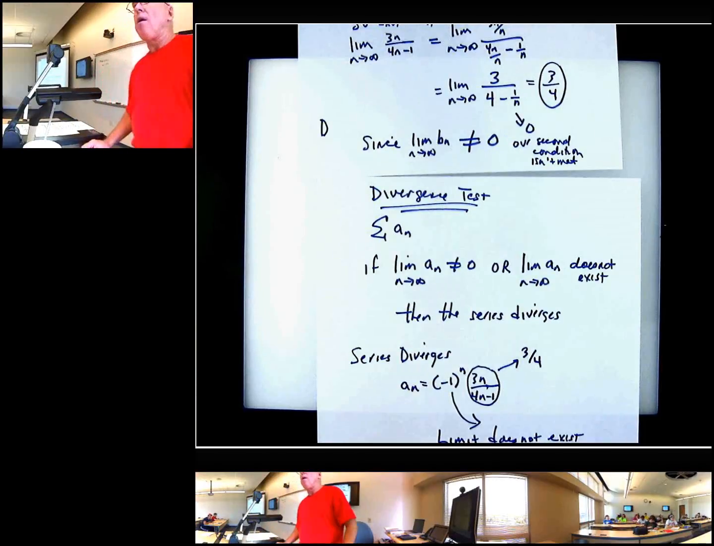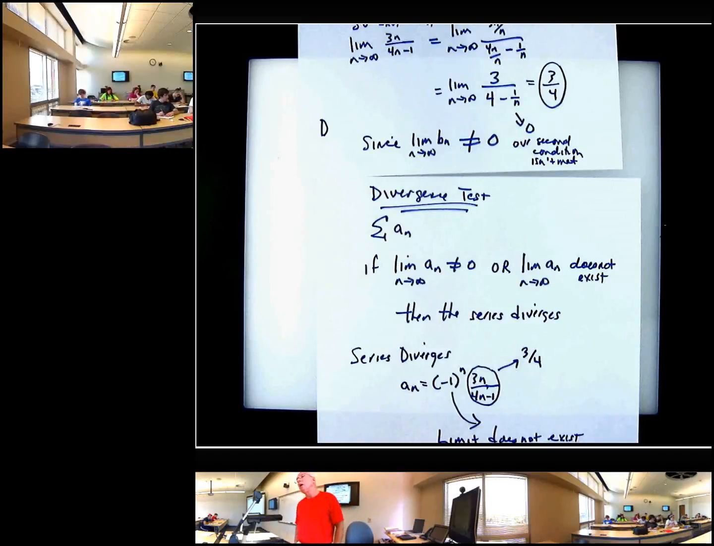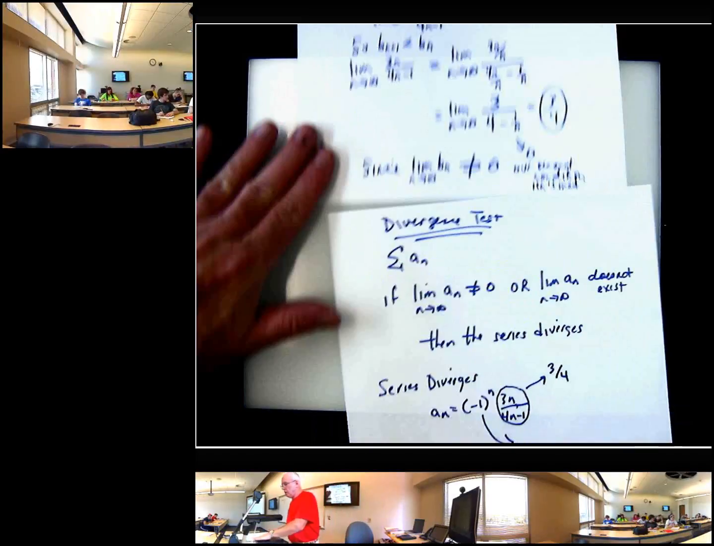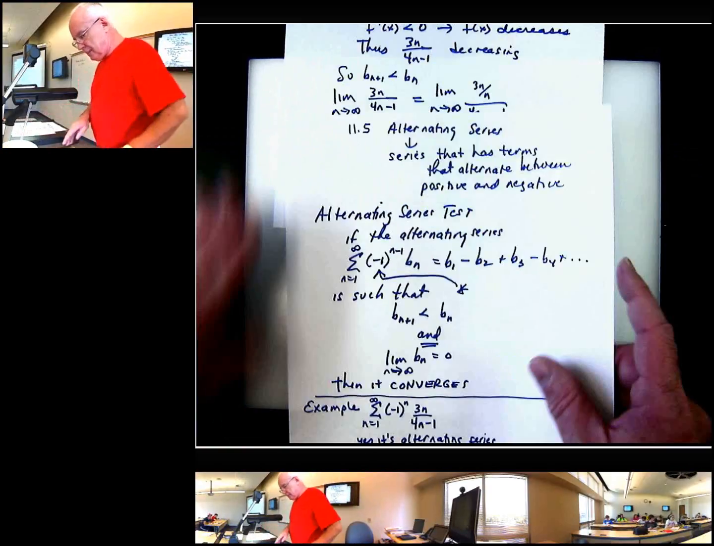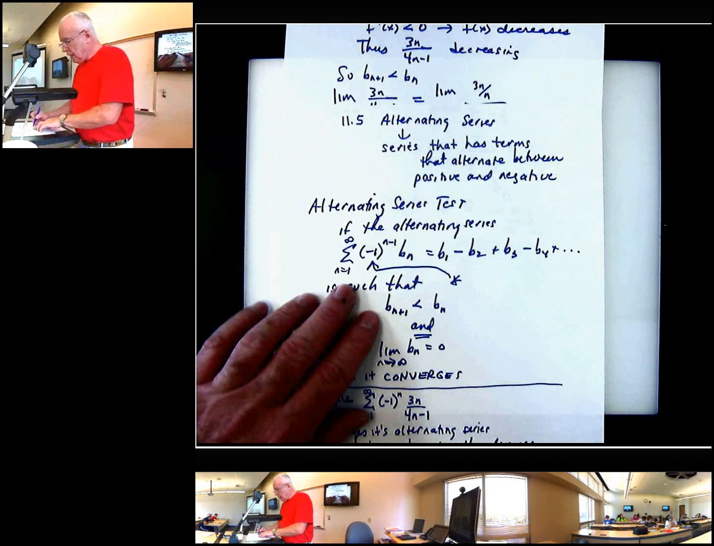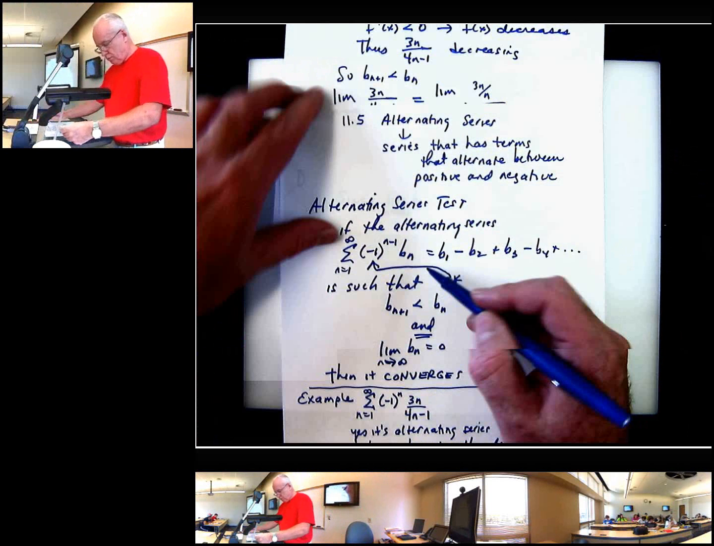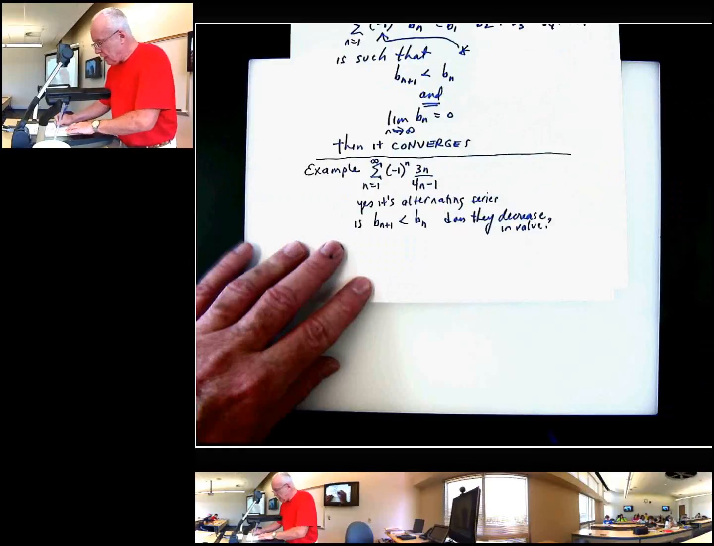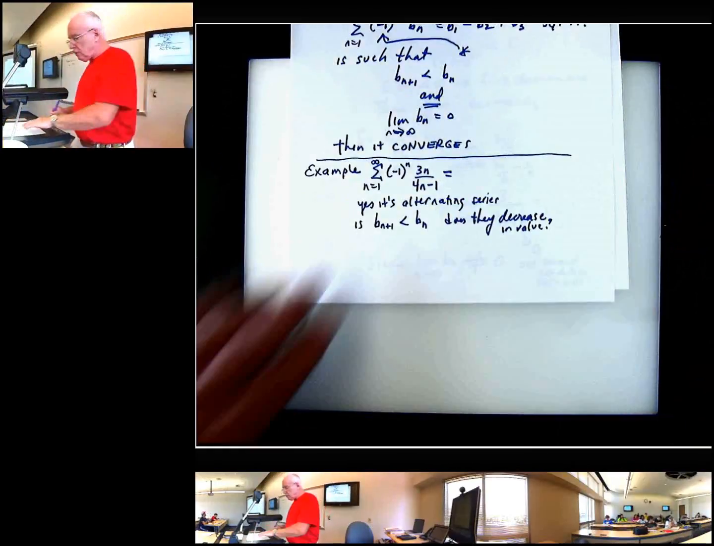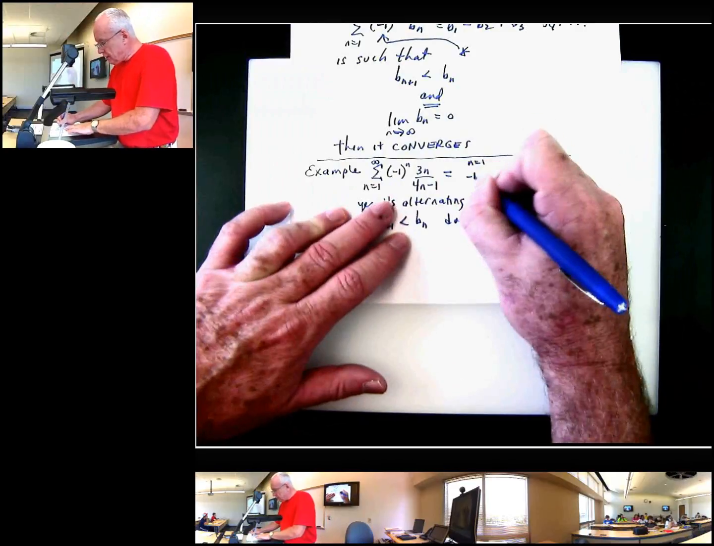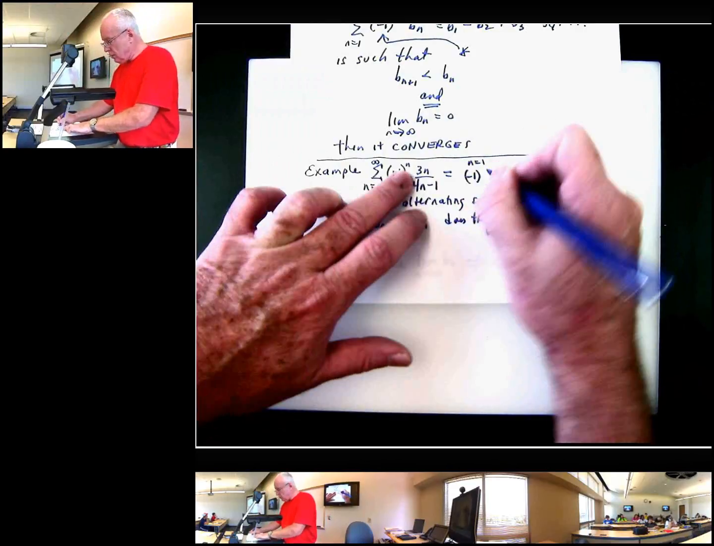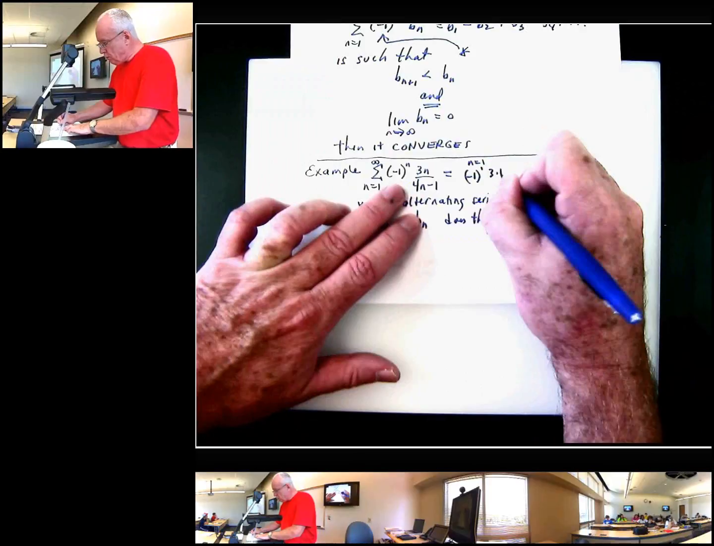We found that when we have b sub n greater than b sub n plus 1, this is what we have here. Let's go, where's my original series? Here it is. So when n is equal to 1, it starts out as minus 1 to the 1 power times 3 times 1 over 4 times 1 minus 1.